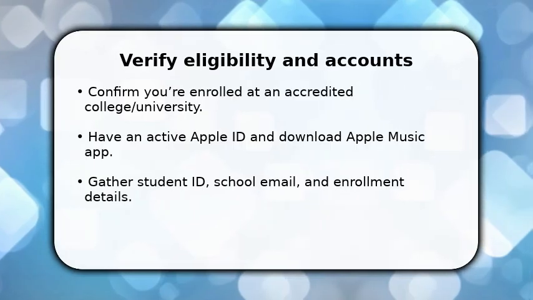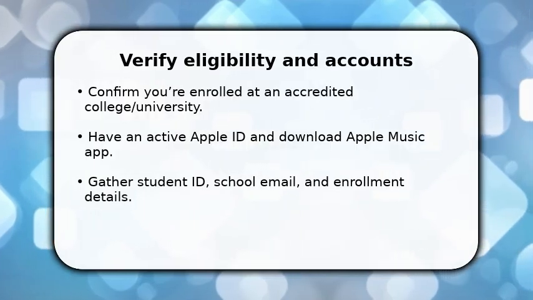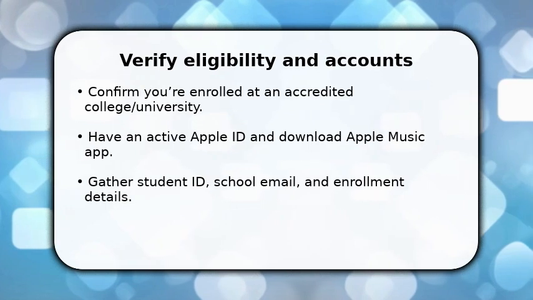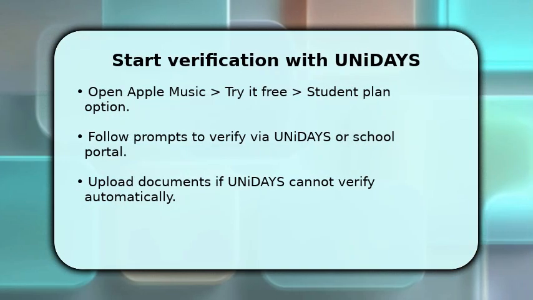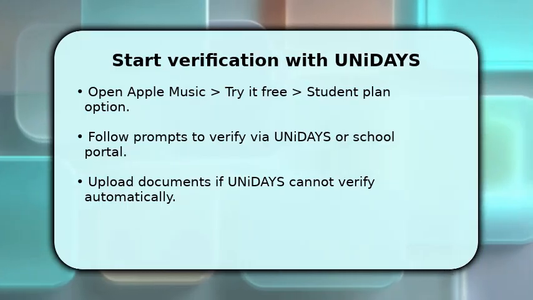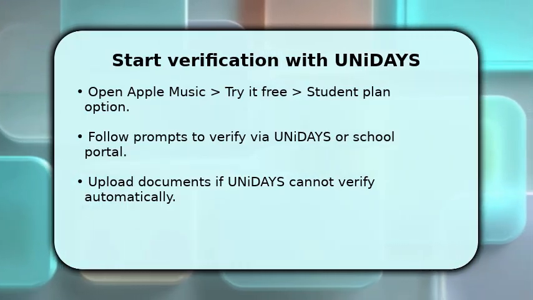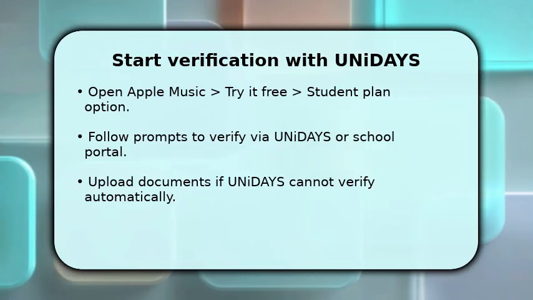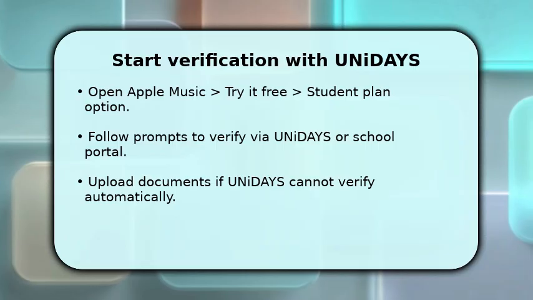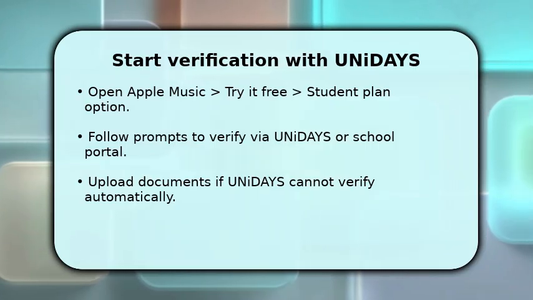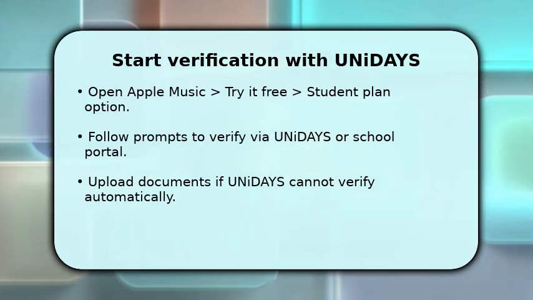If you lack a school email, have official enrollment documents ready to upload or reference during the verification process. You choose the student plan in Apple Music and tap to begin verification. Apple uses UNiDAYS or a similar verifier to confirm enrollment. Once prompted, log into or create a UNiDAYS account using your school email. It will search your institution's records.